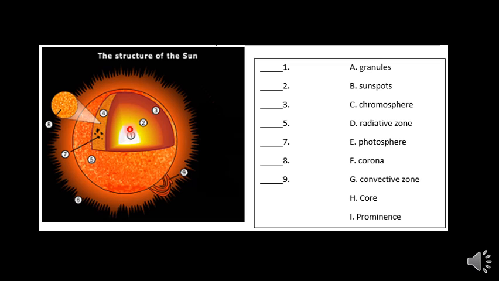The core is where energy is being produced. The radiative zone is where energy radiates, meaning it goes outward equally in all directions. And then the convective zone is where energy, like a lava lamp, is rising and sinking. Hot stuff rises and cold stuff sinks.